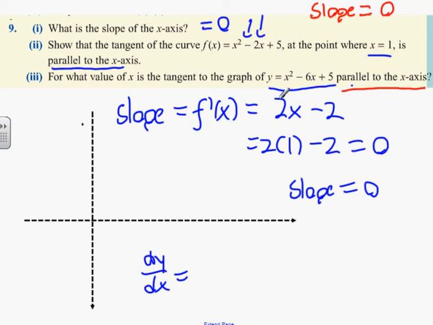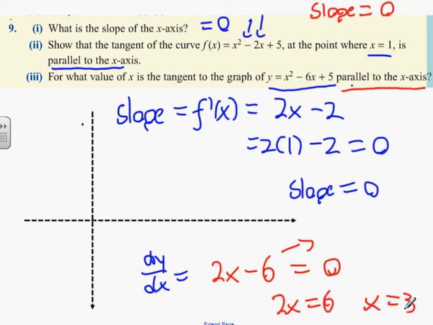How do you get the slope in this question? You differentiate. You always differentiate to find the formula of the slope, which is 2x minus 6. And it says that this has to be equal to 0. Bring it over to your side. 2x equals 6, x equals 6 divided by 2, which is 3. That's question 9 done. Okay?